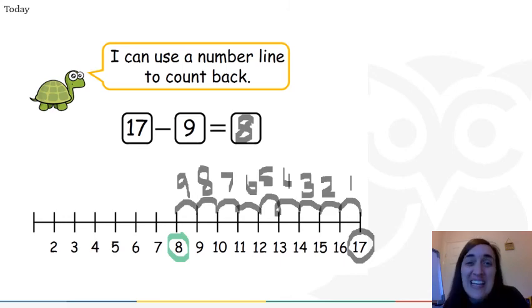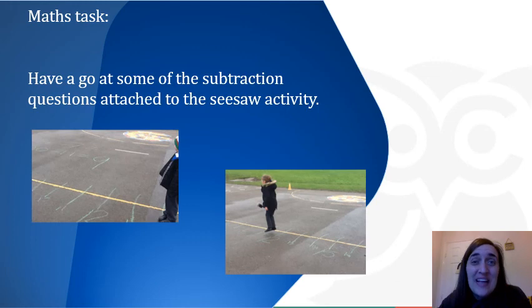Super jumping back. You're getting so accurate and speedy at this. So I would love you to have a go at some of the questions attached on the Seesaw activity, or maybe mummy and daddy could give you some to have a go at yourself. If you've got any chalk, what we found at school worked really well is going outside and drawing our number line on the floor, and then we jumped back along the line. That's a really lovely way to do this activity as well.